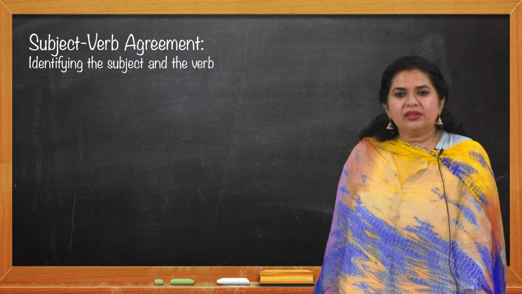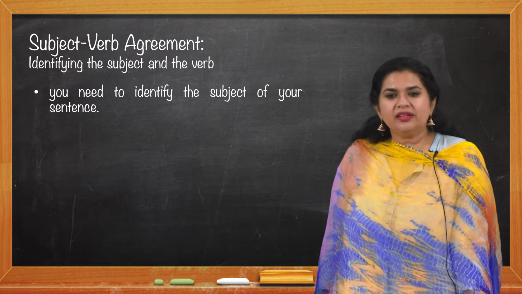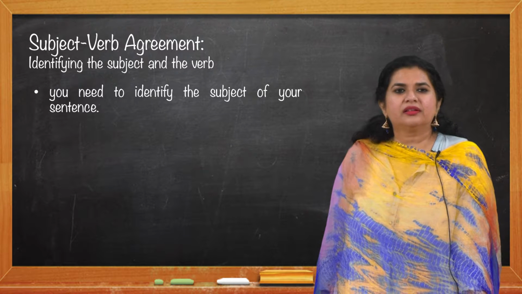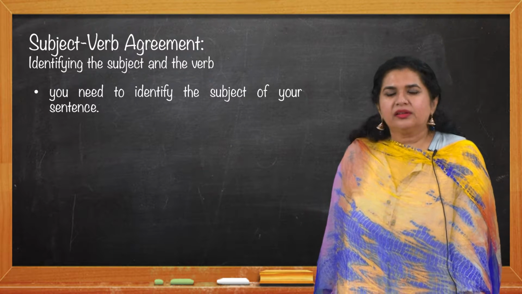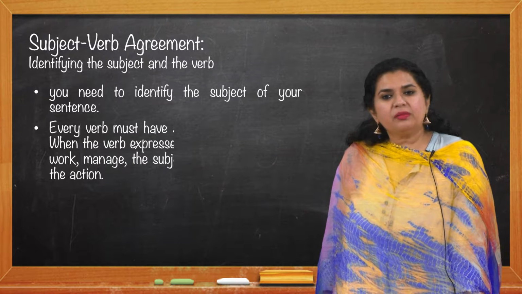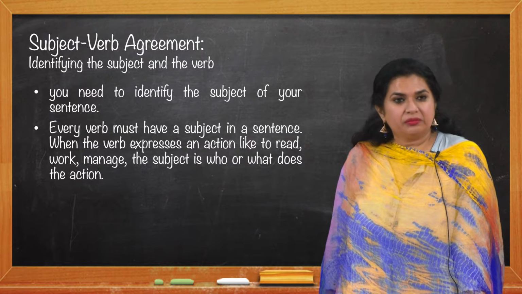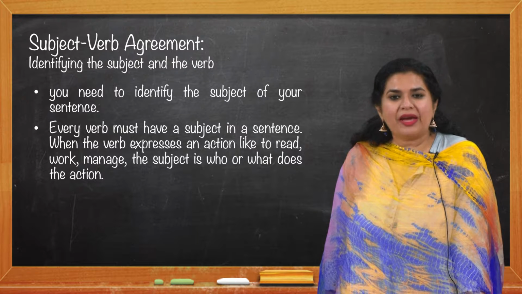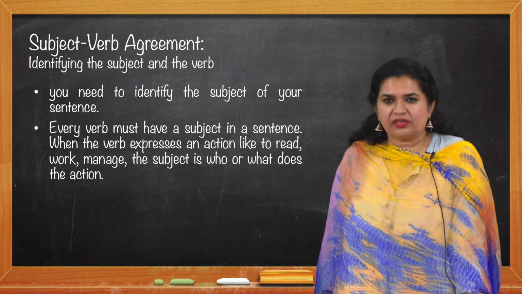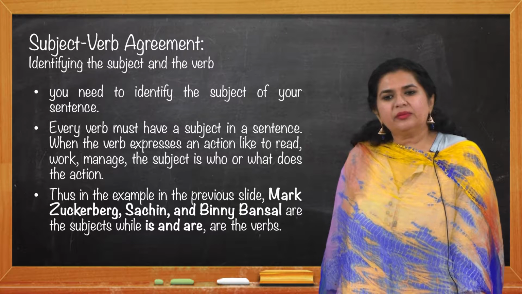Subject verb agreement and how to identify the subject and the verb. You need to identify the subject of your sentence: I, we, you, he, she, they. So, that is the way you need to identify the subject. Every verb must have a subject in a sentence. When the verb expresses an action, for example, to read, work, manage, the subject is who or what does the action, who is doing the action, what is doing the action.